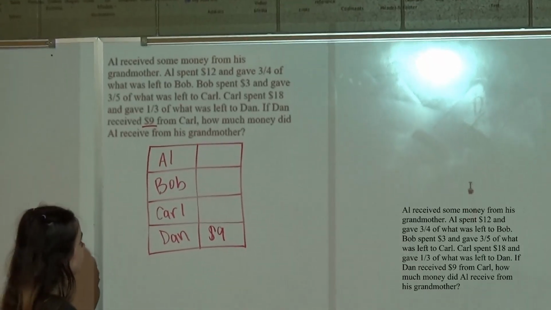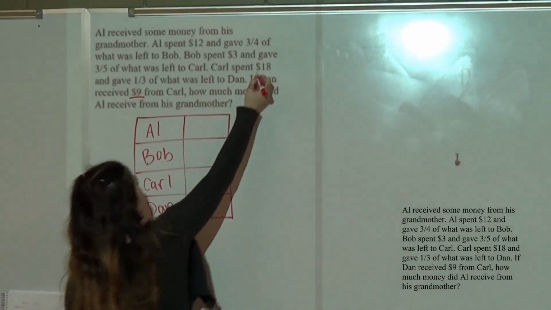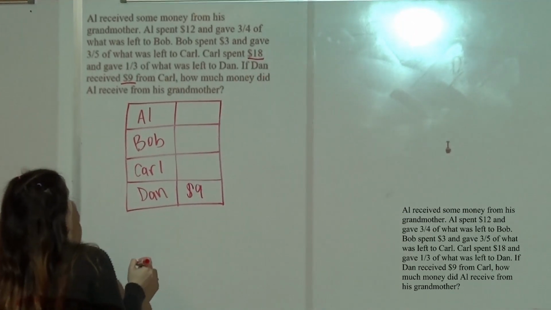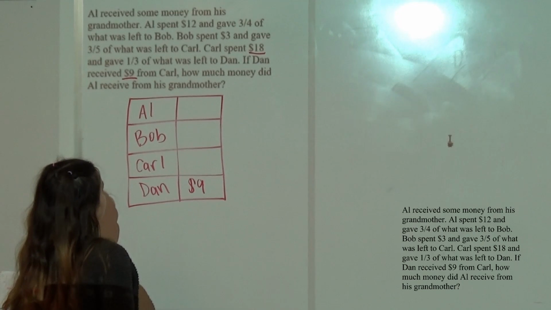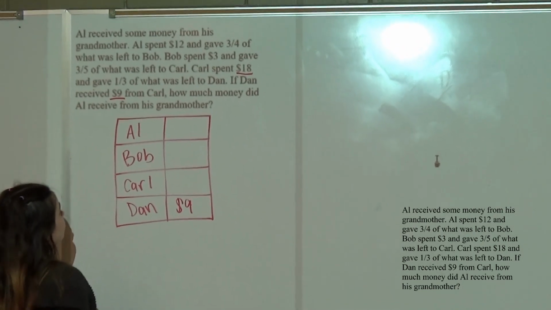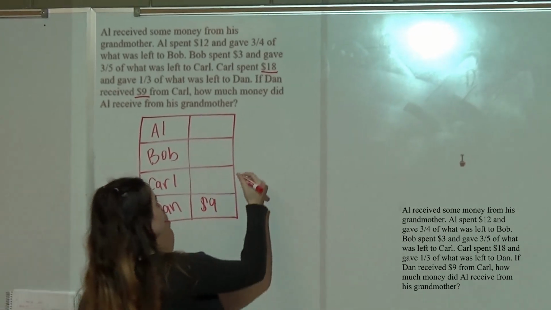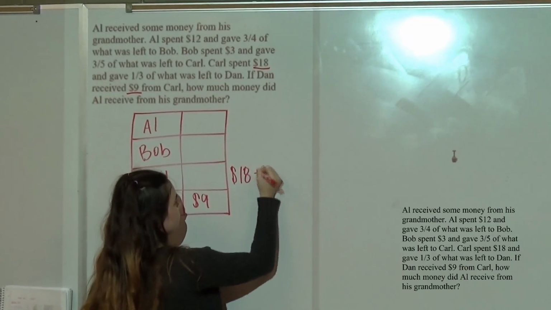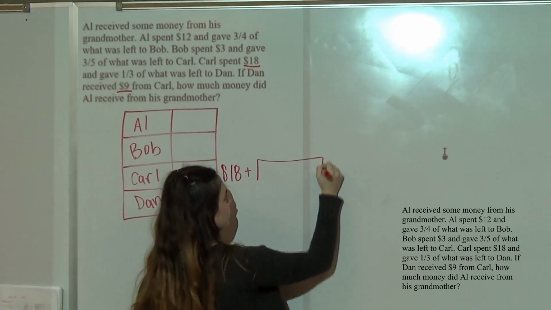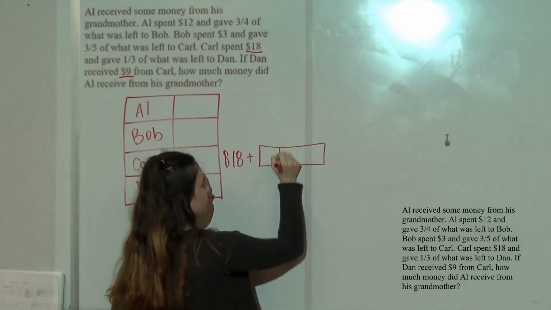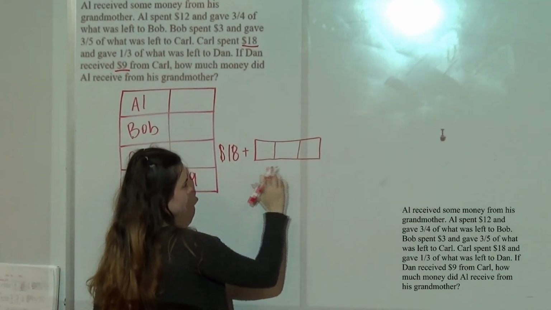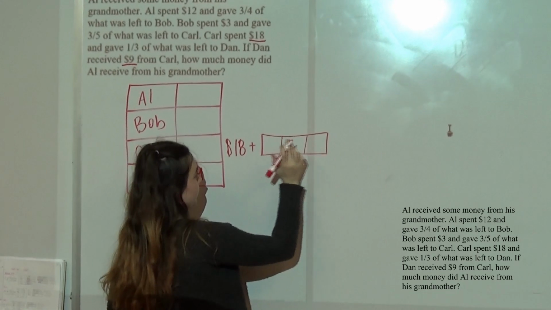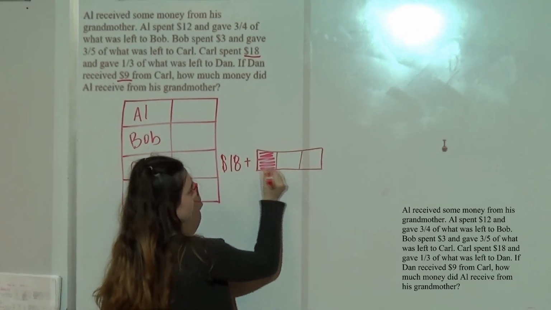So based on that, we know that Carl spent $18 and gave 1/3 of what was left after the 18 to Dan. So we know Carl had at least 18. So 18 plus, and then we're going to make 1/3 of whatever was left. And this is a third, like 1, 2, 3. So this is 1/3 of what he had left after spending.